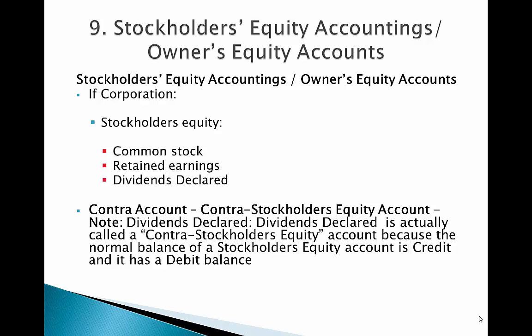Stockholders' equity and owner's equity accounts. If it's a corporation, stockholders' equity includes common stock, retained earnings, and dividends declared. Dividends declared is actually a contra stockholders' equity account, because the normal balance of a stockholders' equity account is a credit, and it has a debit balance.